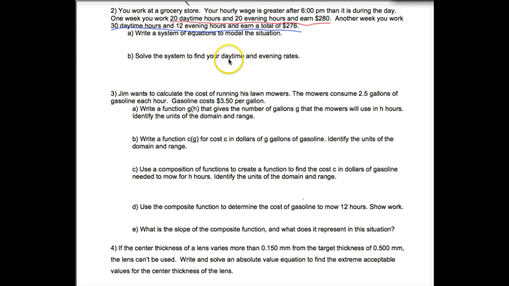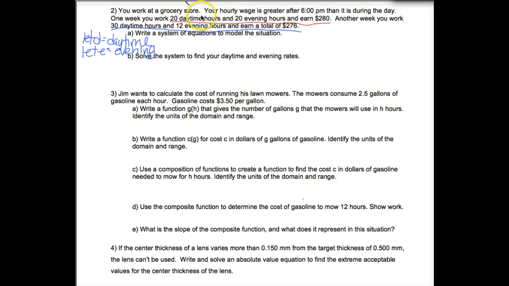Also notice, whatever it tells you to find, those are generally your variables. So I want to know my daytime rate and my evening rate. Those are going to be my variables. So I'm going to let D stand for the daytime rate, and I'm going to let E stand for the evening rate.